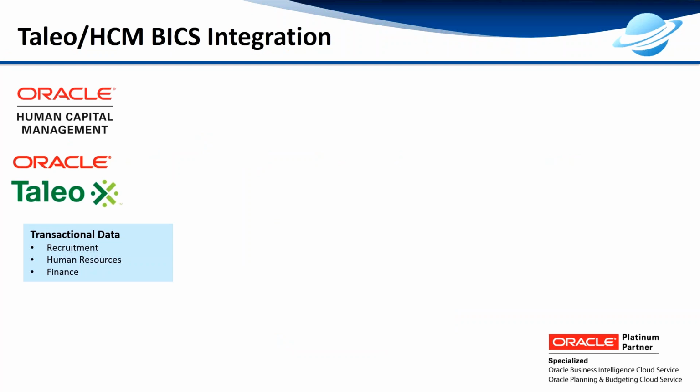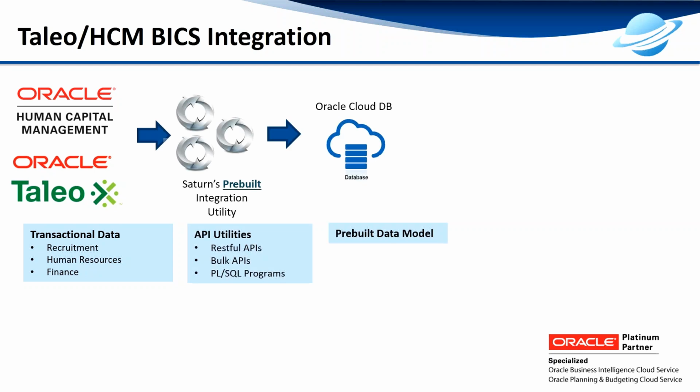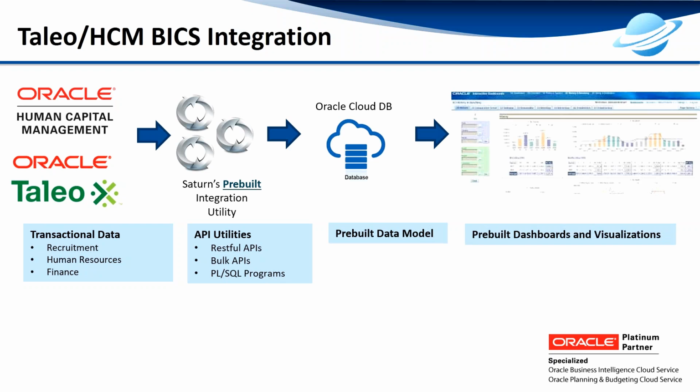As shown in the diagram here, we extract the Taleo data like recruitment, human resources, and finance using our custom APIs and PL SQL programs. The data then gets stored into the staging area in Oracle BICS Data Modeler to expose the technical data structure into easy-to-understand functional subject areas. The simplicity of the subject area allows advanced users to easily create new reports and visualizations. The solution also delivers the best practice dashboards, which can be shared across the organization with role-based security.